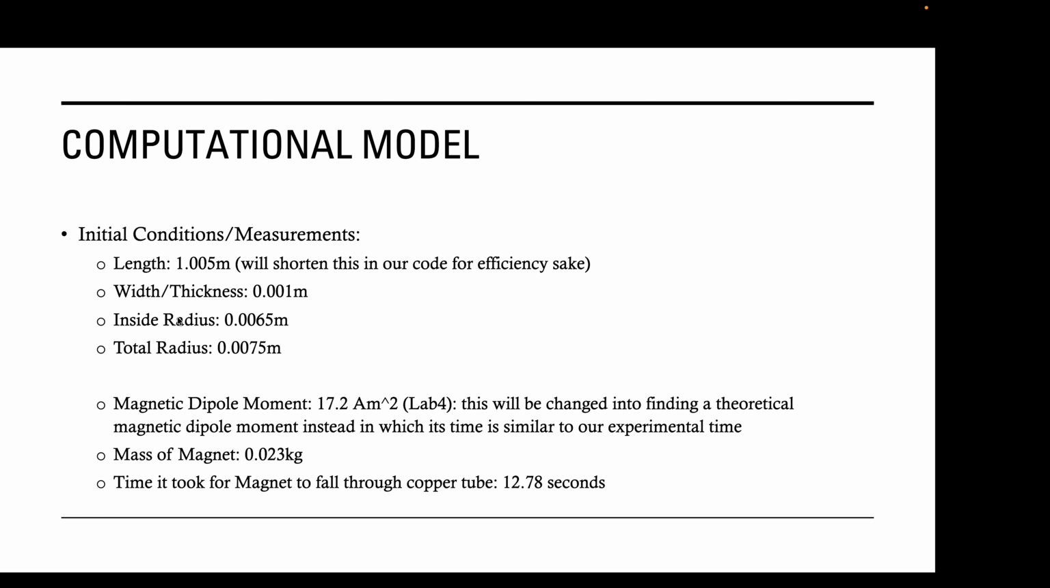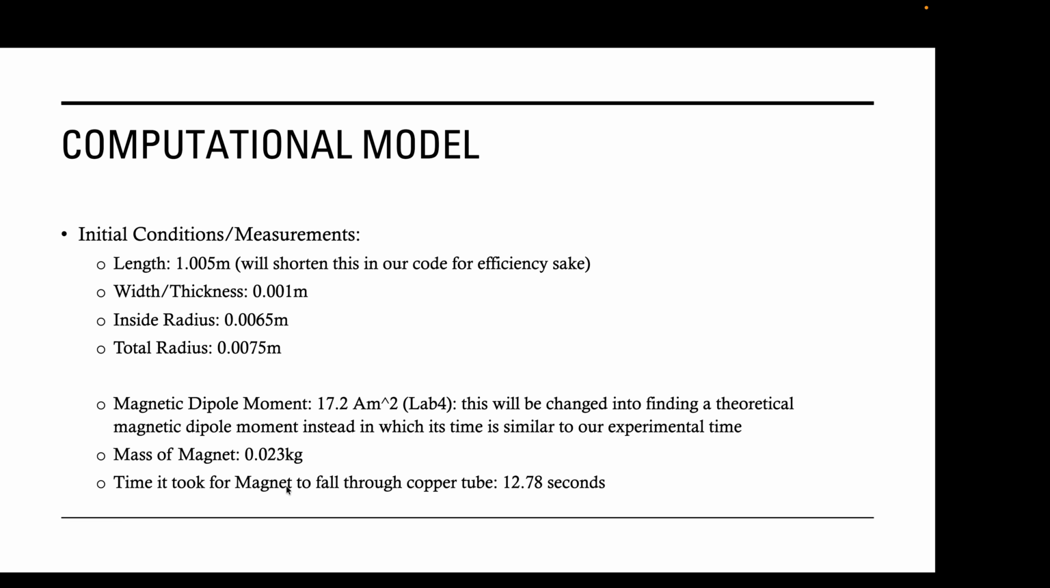Here are the initial conditions. The length is 1.005 meters, width/thickness is 0.001 meters, inside radius is 0.0065 meters, total radius is 0.0075 meters. The magnetic dipole moment from lab 4, I got 17.2 amps meters squared, but this will be changed into finding a theoretical magnetic dipole moment instead, in which its time is similar to our experimental time.